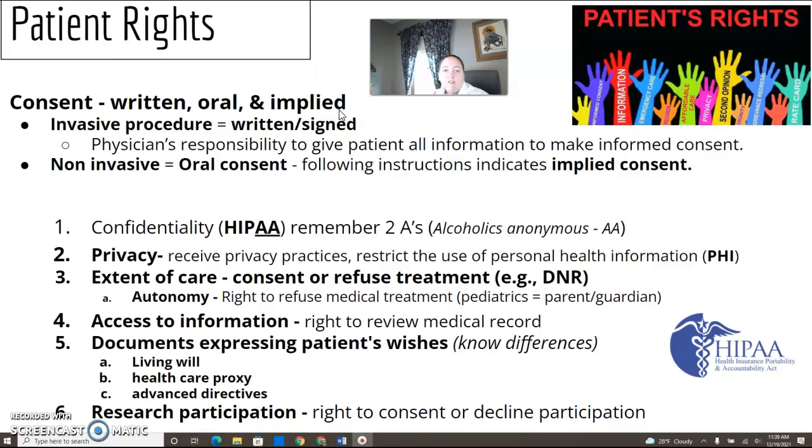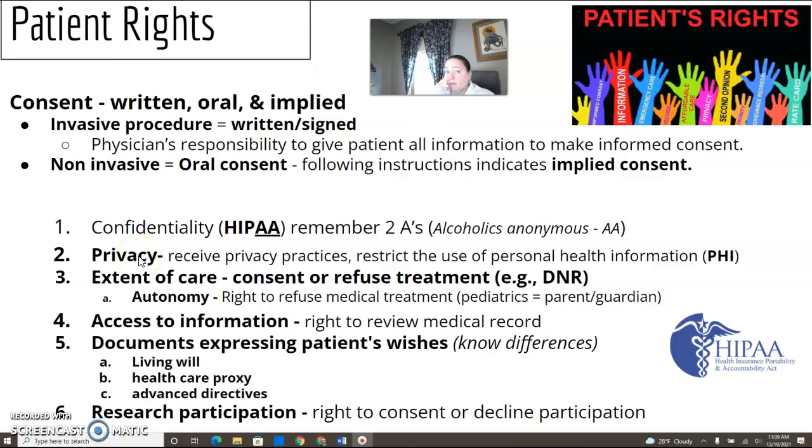As far as non-invasive, so your regular x-rays, right? Those are non-invasive. We don't do a written consent form. Essentially, it's oral consent. If you explain the procedure, we're going to do some x-rays of your right foot, and they follow your instructions, that indicates implied consent. So some things to remember. Confidentiality, if you remember HIPAA. HIPAA has 2 A's, if you think Alcoholics Anonymous, all right?